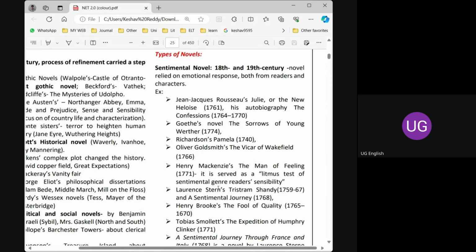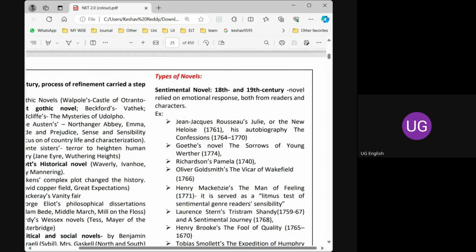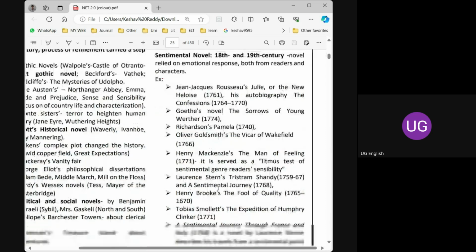Just remember, sentimental novels are based on the emotional responses of the characters, especially the characterization is important. The virtues and the vices are portrayed here. And remember one more thing, these are based on ordinary characters or day-to-day characters. So that is very important.